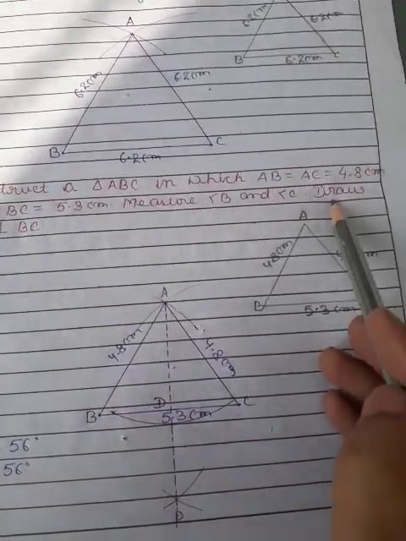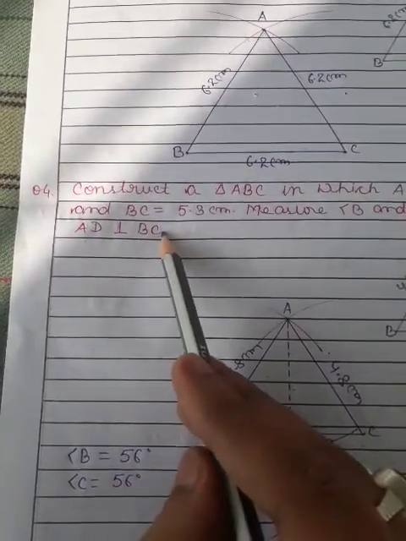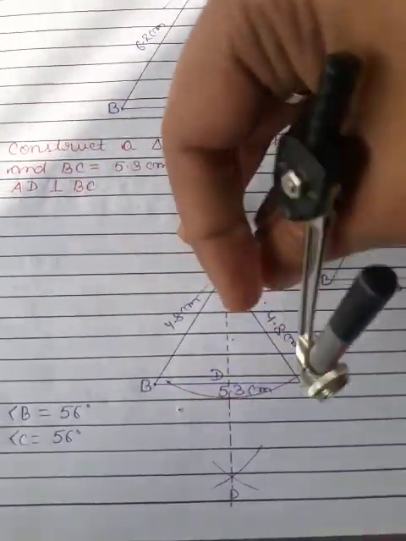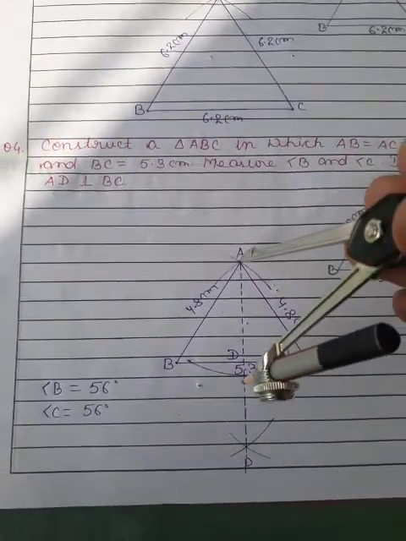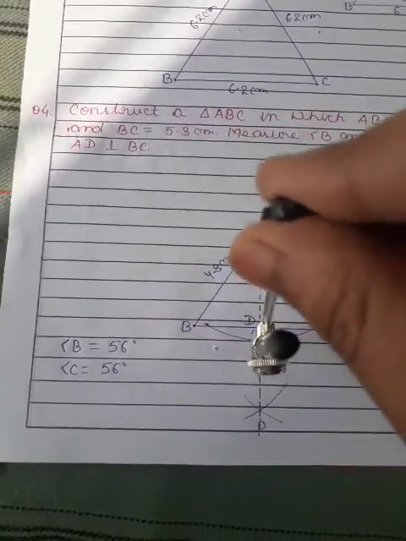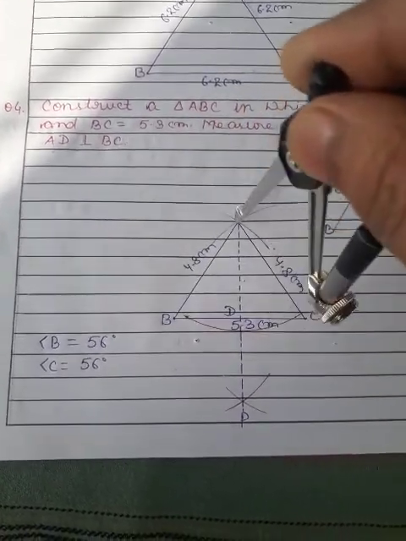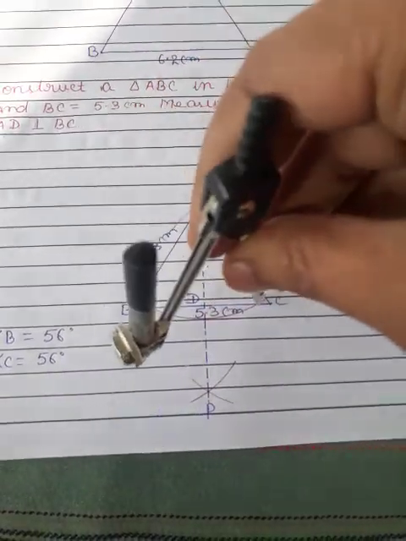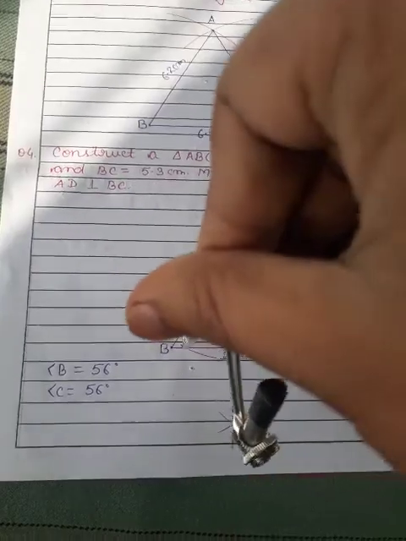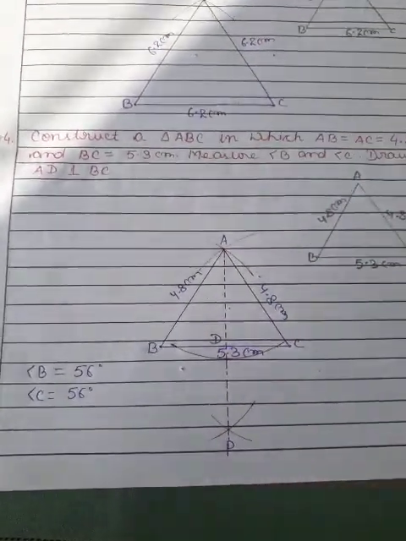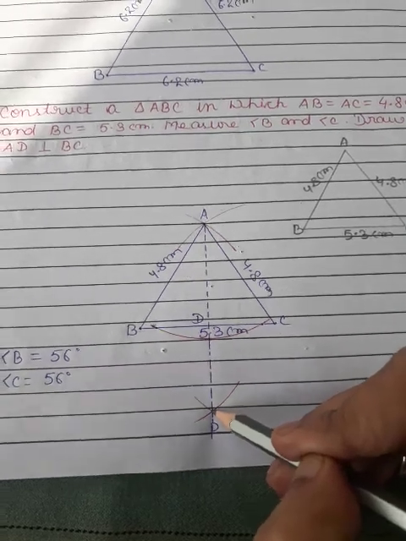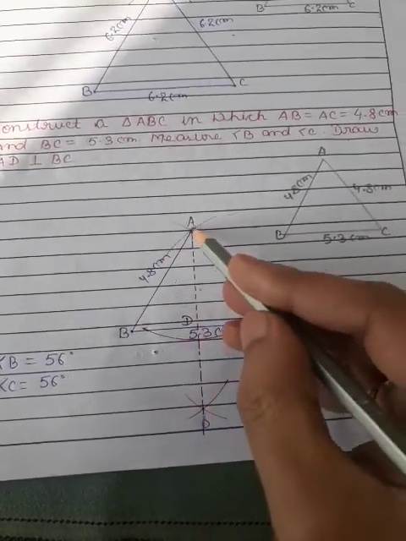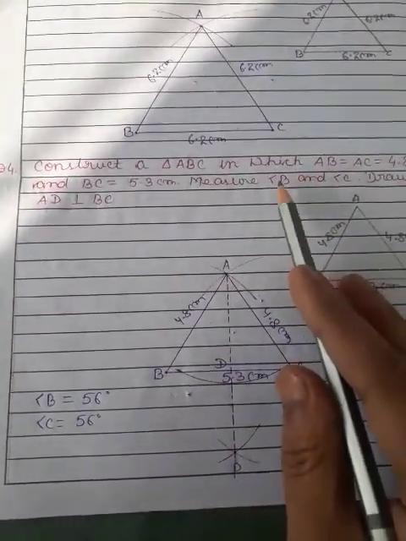Then it is given, draw AD perpendicular to BC. Now to draw the perpendicular, put the compass on A and draw one arc like this. Then put here and cut one time, and once again put on this side and cut one time, and then at this point both the arcs will meet. From A join with a dotted line. So this is the perpendicular. Now measure angle B and angle C.